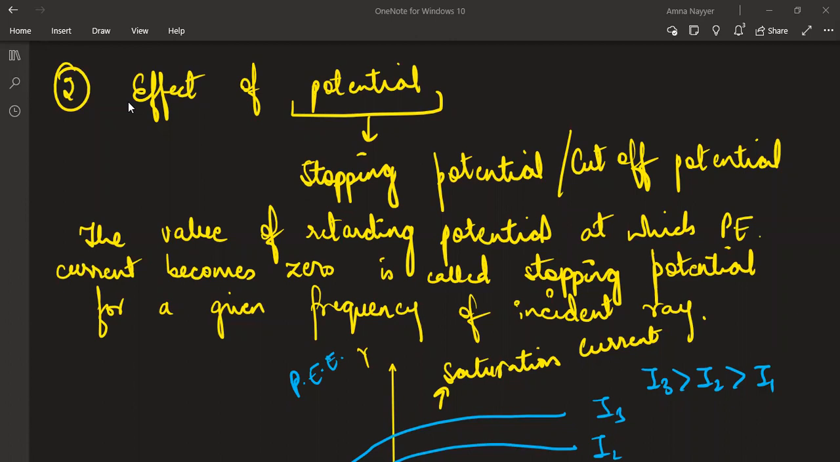The value of retarding potential at which photoelectric current becomes zero is called stopping potential for a given frequency of incident radiation. It is the same definition. When you are understanding the definition in simpler terms, it's better you just remember this.